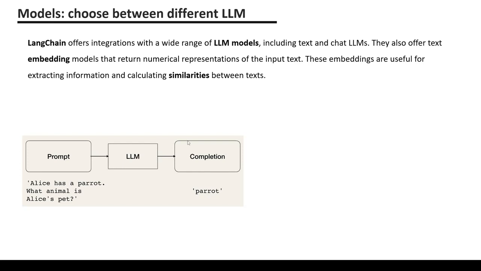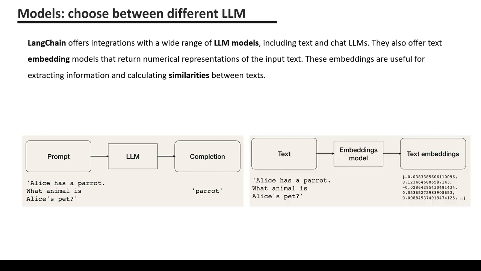In this case, for example, the prompt would be that Alice has a parrot, and the question is what type of animal is Alice's pet. We send it to ChatGPT, for example, and ChatGPT would return the answer. This would be the large language model. Then we have the chat models, which are similar to the previous ones, but instead of a single string of text, they take a list of chat messages as input and return a chat message as output. That is, the input of these chats would be a conversation instead of a single text input.